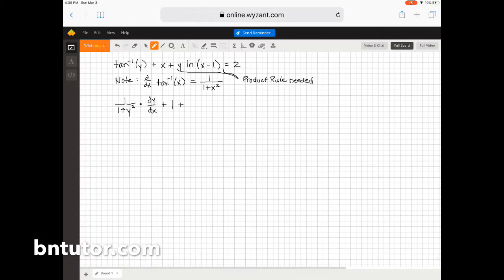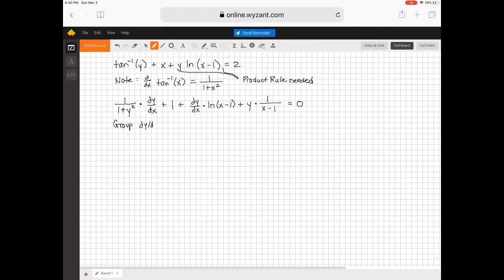Now it's time to do the product rule with this next term. We start out taking the derivative of the first function, which is dy dx, and then multiply it by leaving that second function alone, natural log of x minus 1. Product rule goes on to say we add, and now we leave the first function alone as a y, and multiply it by the derivative of the second function, which is 1 over x minus 1. The derivative of the right-hand side of 2 just becomes 0.